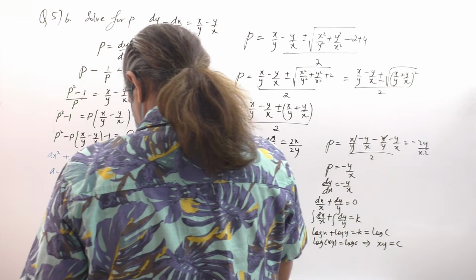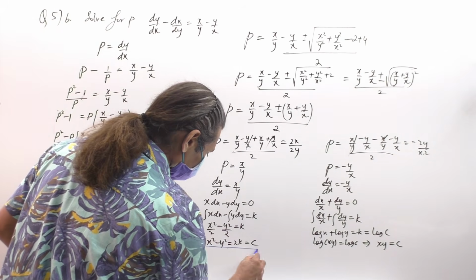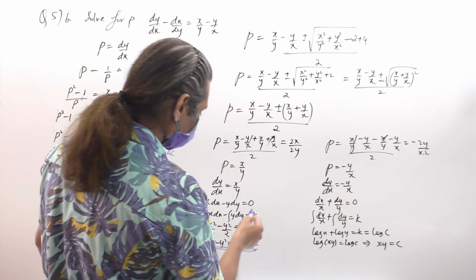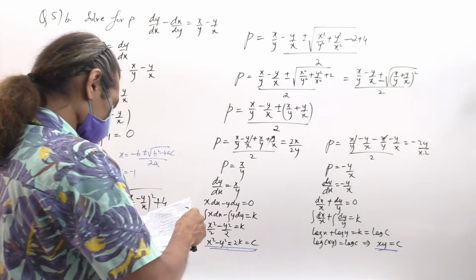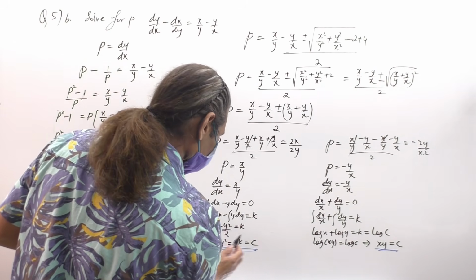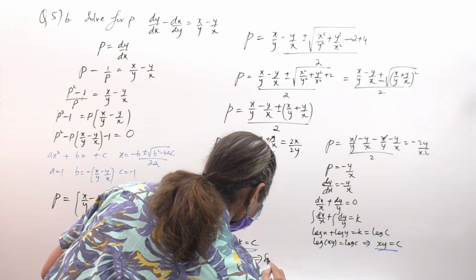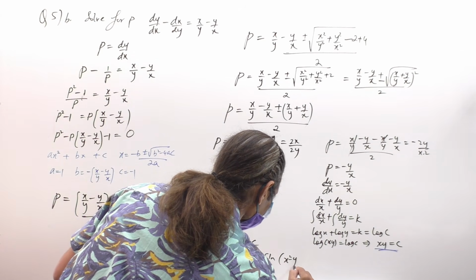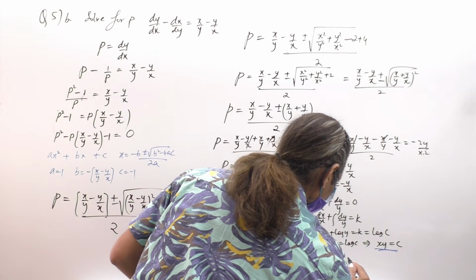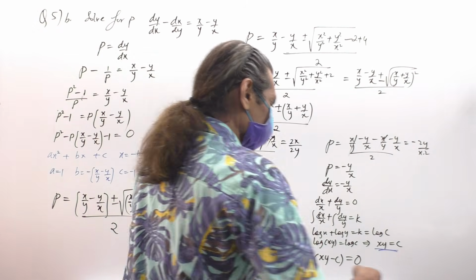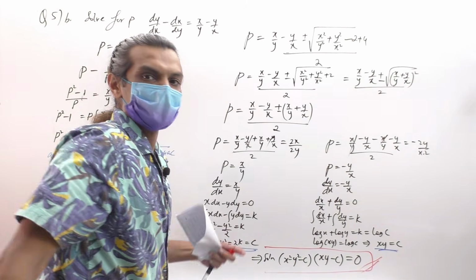So we have two solutions now. One is x square minus y square is equal to c, and other is xy is equal to c. Therefore, the total solution of the differential equation is nothing but just multiply it. That implies the solution is x square minus y square minus c into xy minus c is equal to 0. This is the final solution for this question. That's all. This is how it is solved.